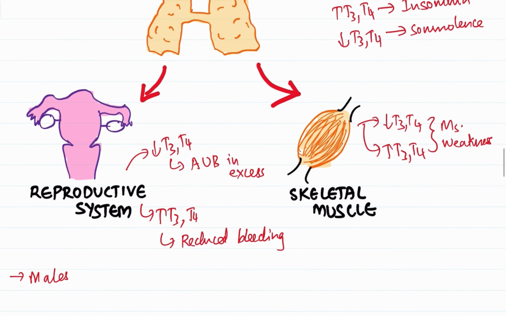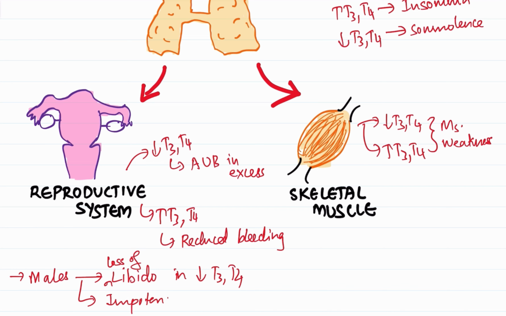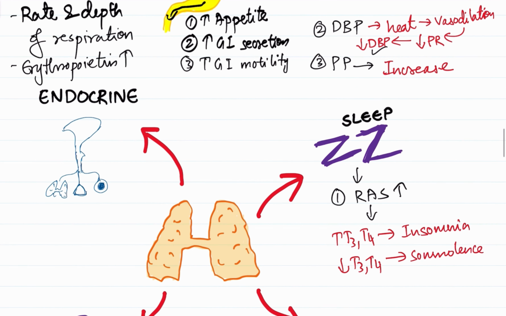In case of males, the libido and impotence. In males, loss of libido is seen in hypothyroidism, whereas impotence is seen in hyperthyroidism. So there is going to be a dysregulation of sexual function in both males and females. Among the endocrine activity, the first one is the effect on the growth hormone. It will potentiate the effect of growth hormone as well as increase the growth hormone production.